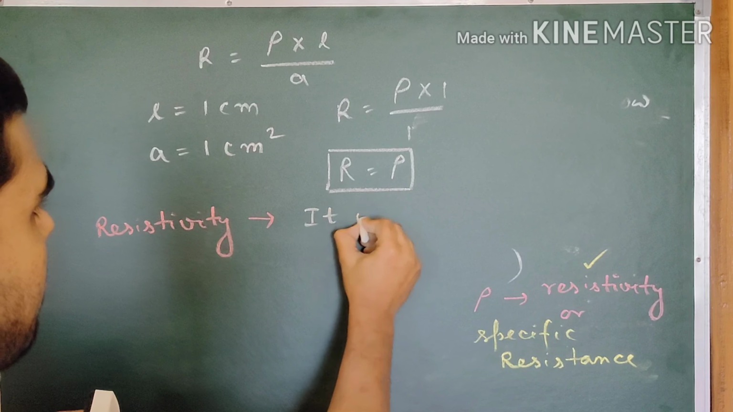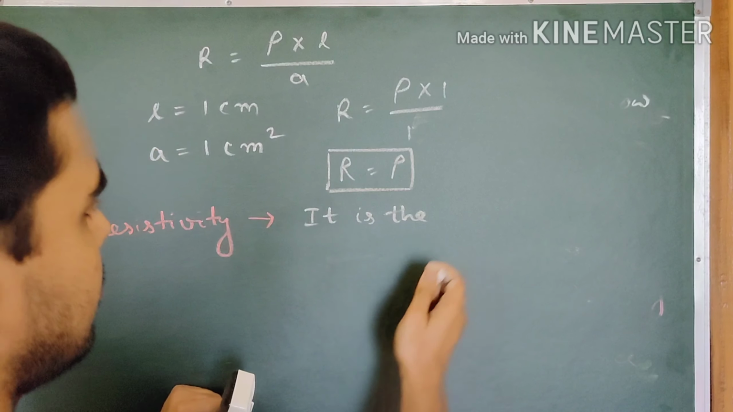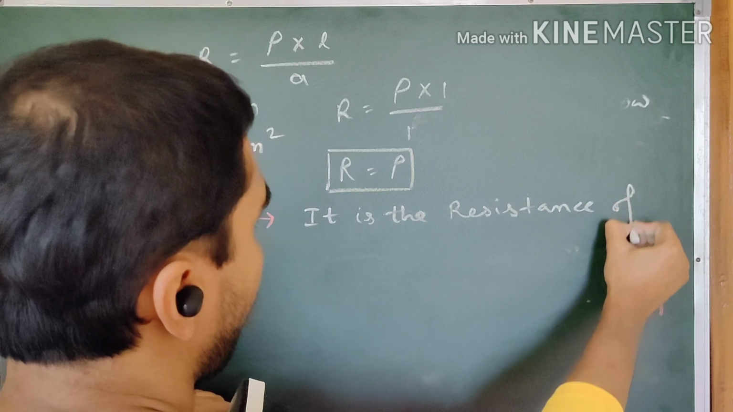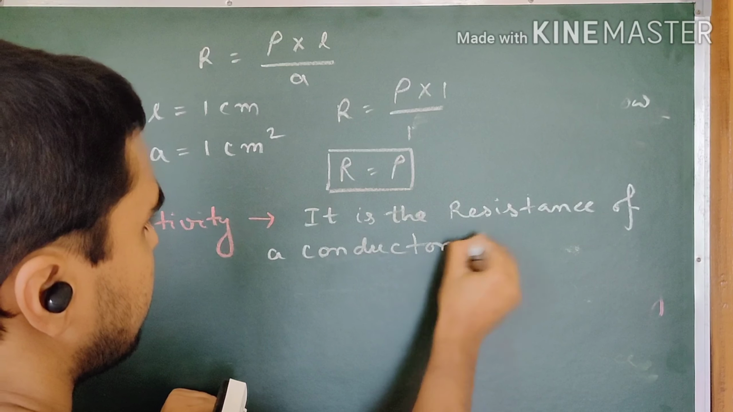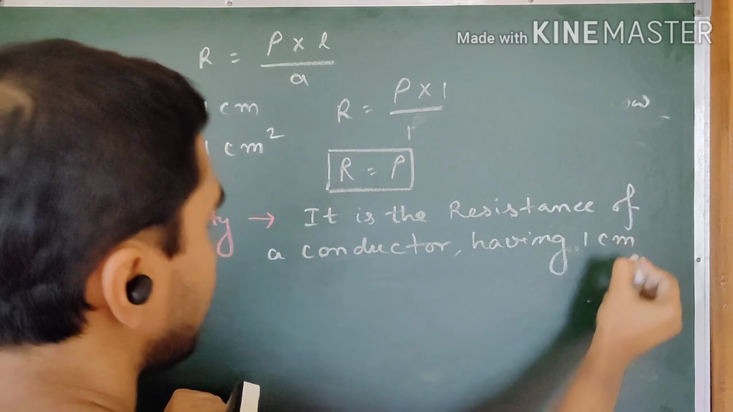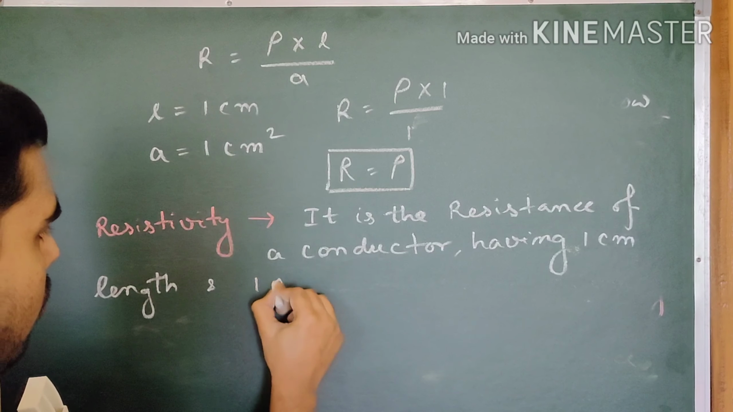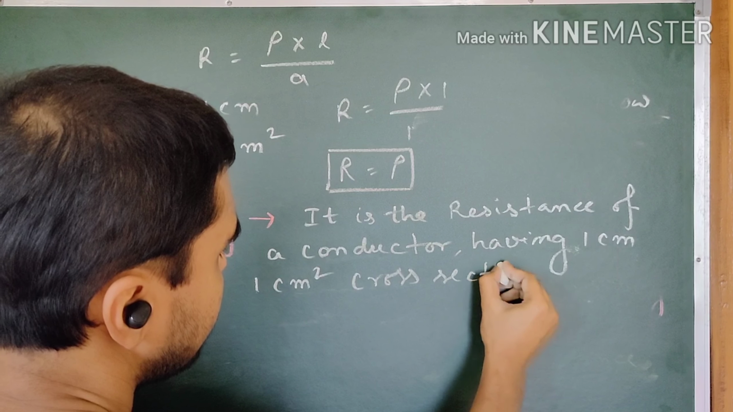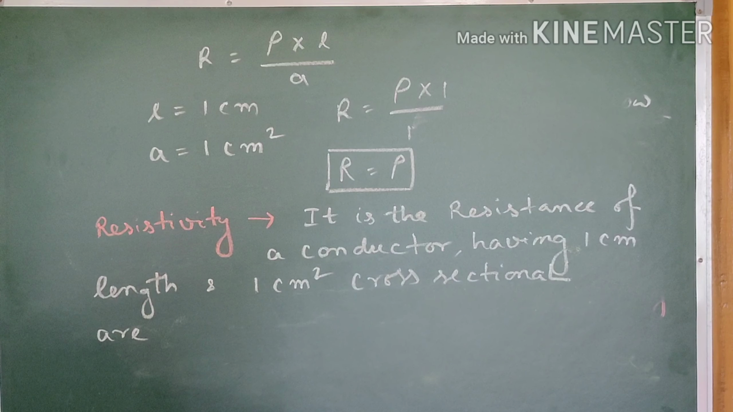It is the resistance of a conductor having 1 centimeter length and 1 centimeter square cross sectional area. So it is mathematically established.